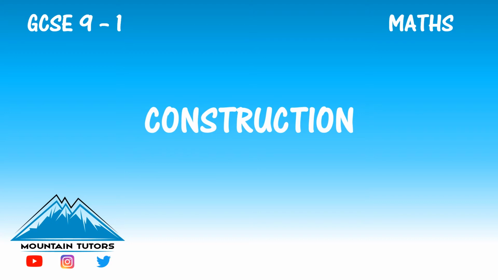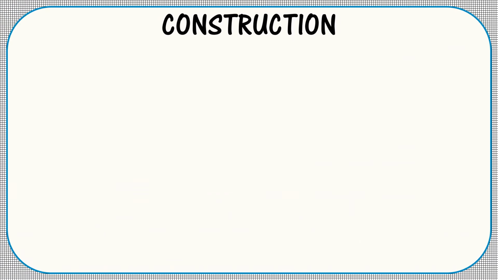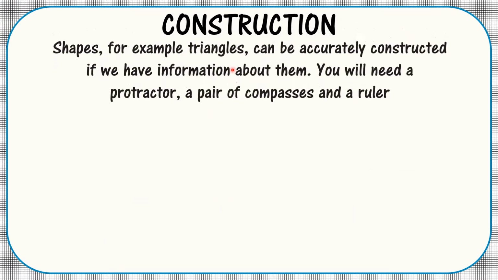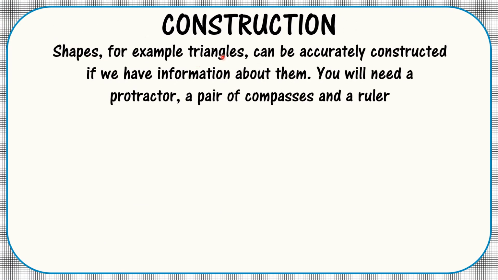Let's get started. So what is construction? Shapes, for example triangles, can be accurately constructed if we have information about them. You need a protractor, a pair of compasses and a ruler. Make sure you have these three and a sharp pencil before we start.